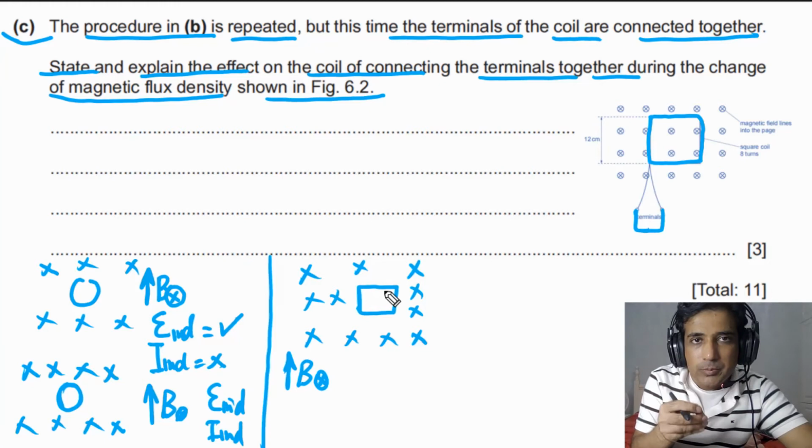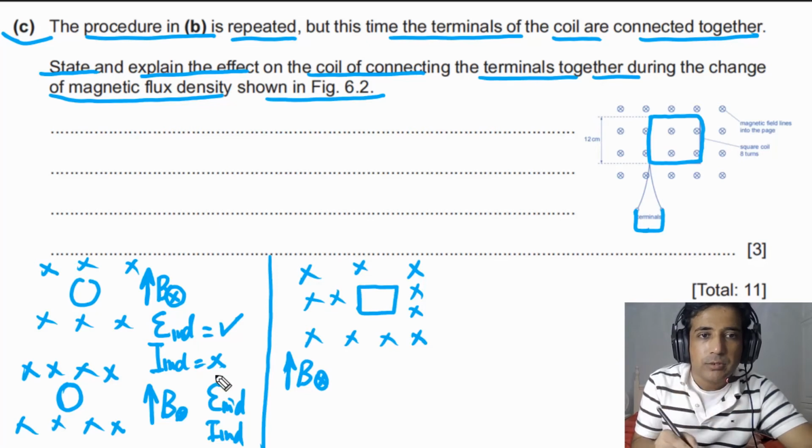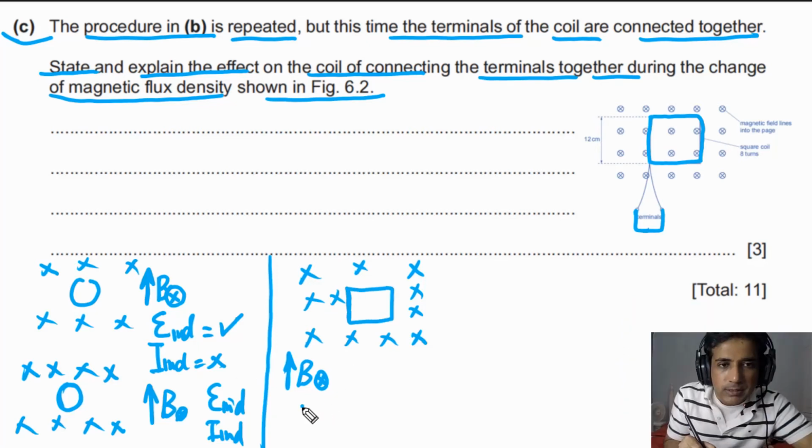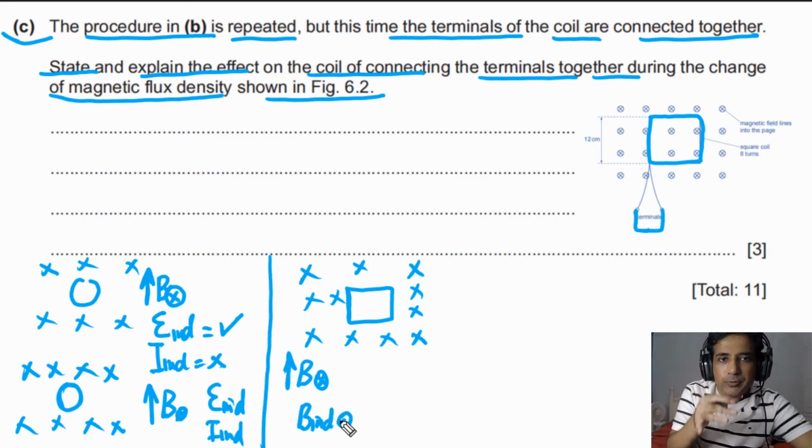So how can it oppose the change in flux? It will produce its own magnetic field in the opposite direction to the external magnetic field. So in this case, the direction of the induced magnetic field has to be out of the page because it has to be opposite to the external magnetic field. So current will flow in this square in such a way that it will produce its own magnetic field that is out of the page.